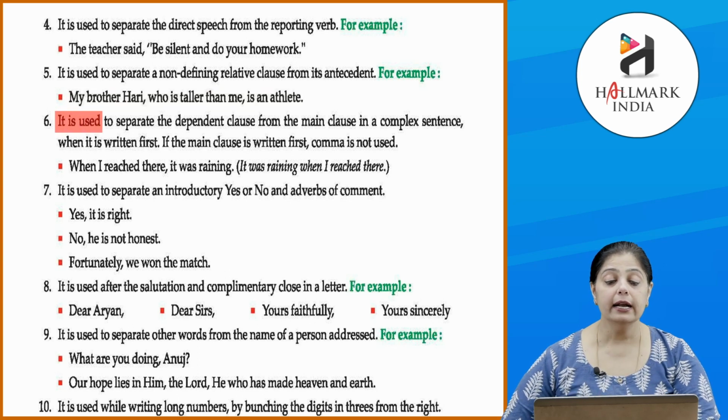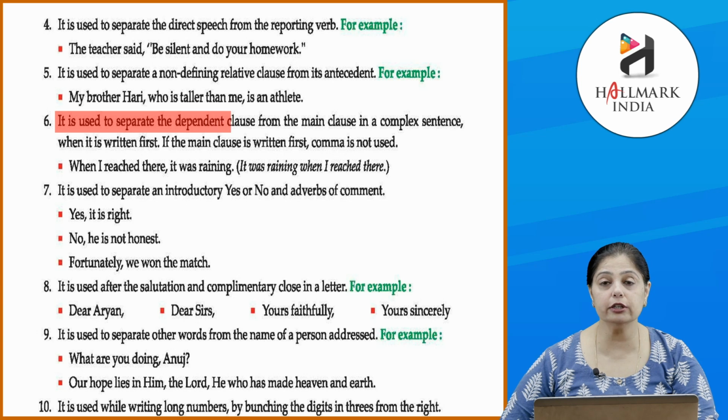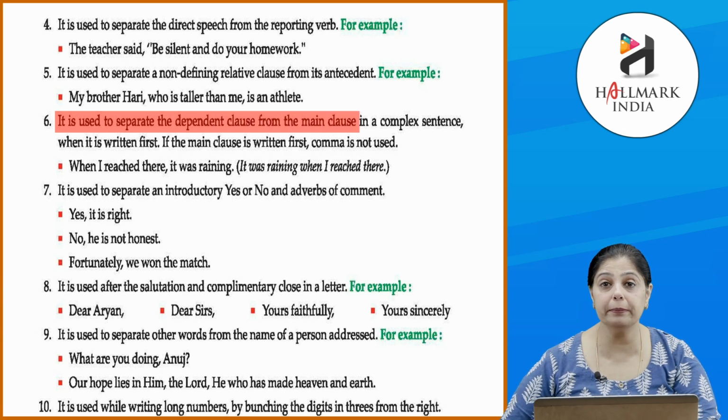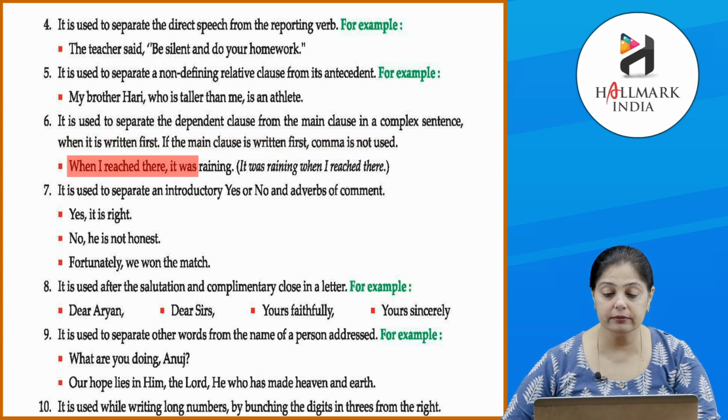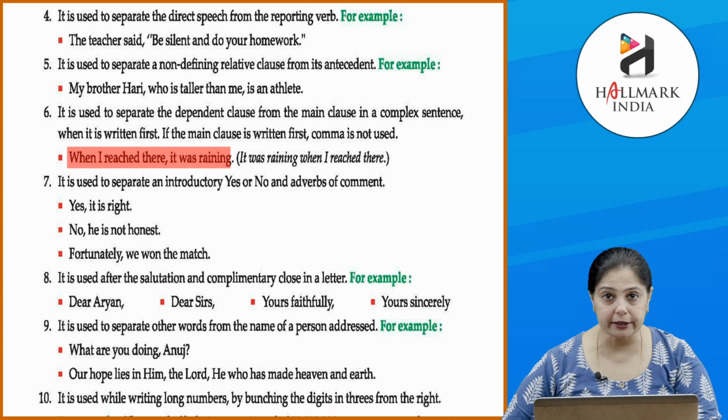Okay, now it is used to separate the dependent clause from the main clause. तो मेन क्लॉज से डिपेंडेंट क्लॉज को हटाने के लिए in a complex sentence when it is written first. If the main clause is written first, comma is not used. For example, when I reached there, it was raining. So अगर हम इसको comma use नहीं करेंगे तो हम ये बोलेंगे it was raining when I reached there. तो यहाँ पे हम जब उसको उल्टा लिखते हैं, ओके, जहाँ पे हम मेन क्लॉज पहले लिखते हैं, when I reached there, it was raining.